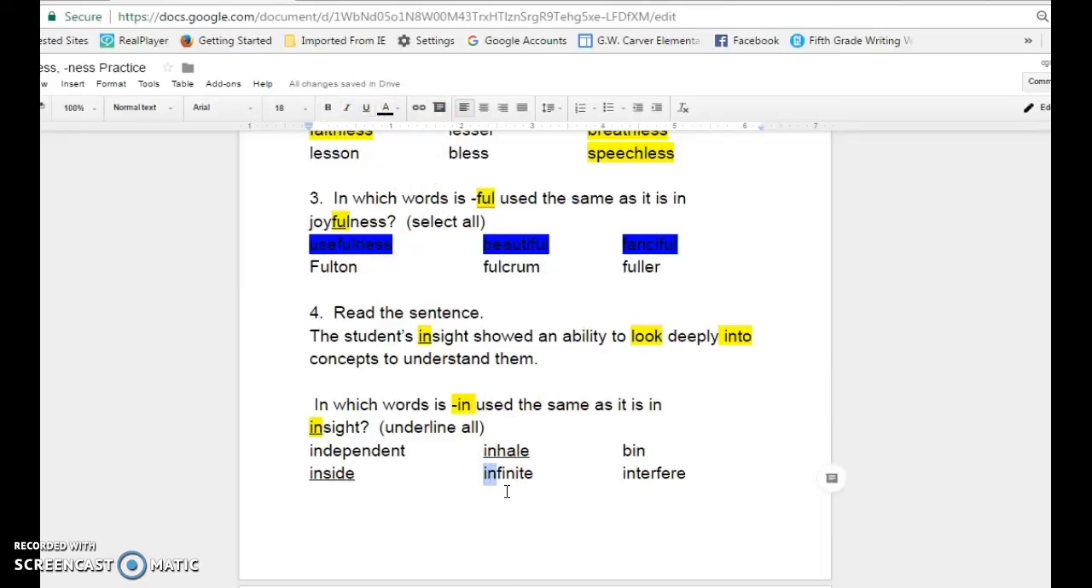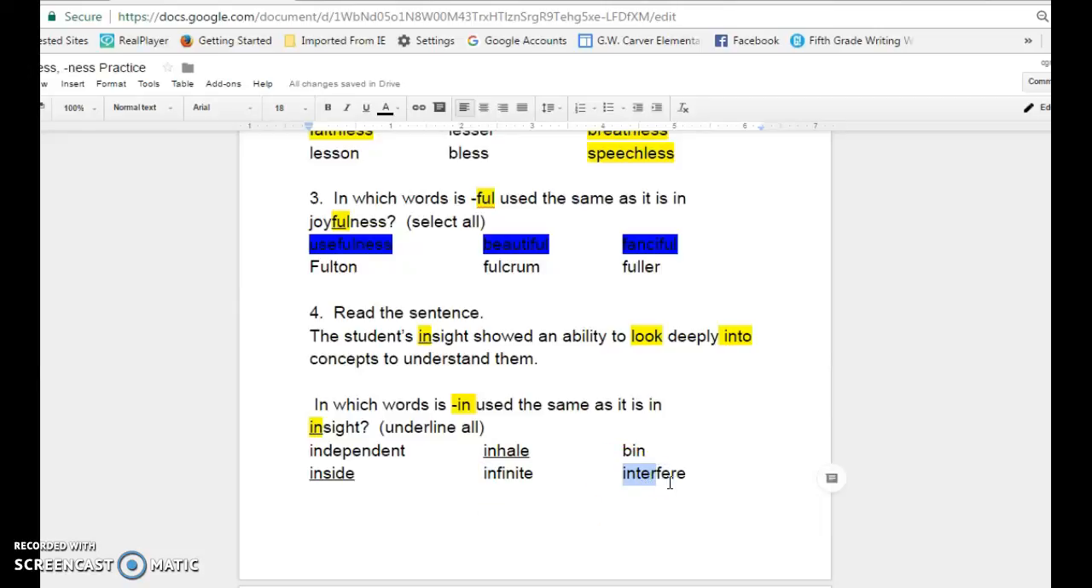Infinite. Okay, finite means it has an ending. Like you think of the word finish. If something finishes, it has an ending. So infinite, and think about what infinite means. It means it does not have an ending. So here, in means not.